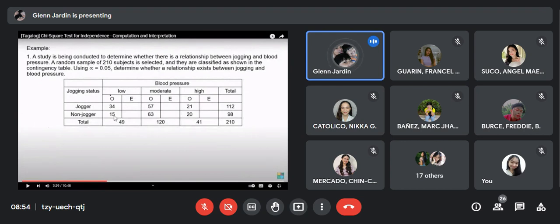We take the sum: 34 plus 15 is 49, and likewise for the others, so the total remains the same. Next step in the computation. We have a null hypothesis stating that there is no significant difference.